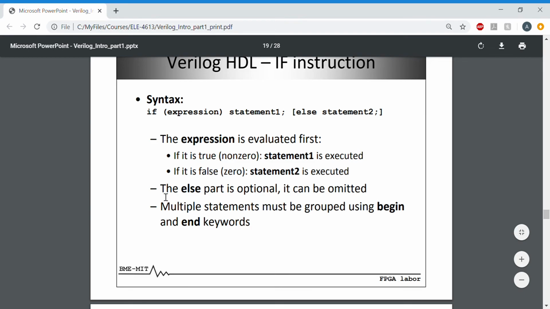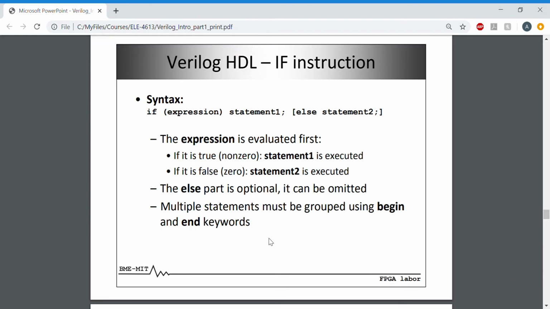So this is what is said here. The else part is optional, it can be omitted. Multiple statements must be grouped using begin and end keywords. That's as for other statements.